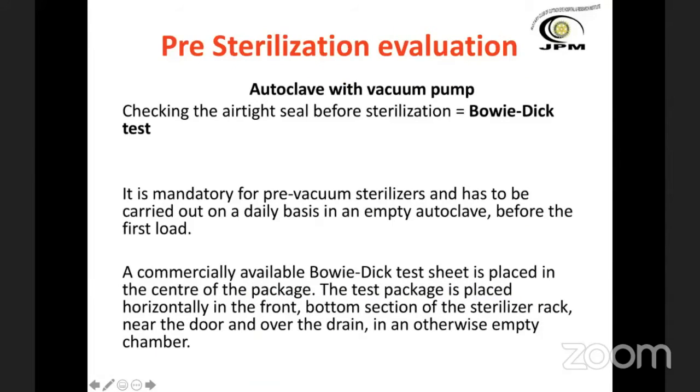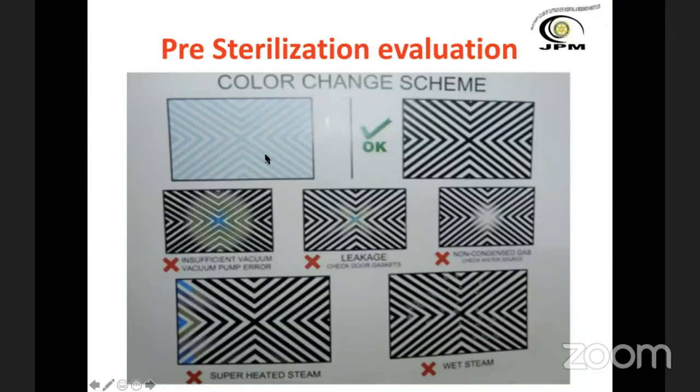For the pre-sterilization evaluation of the autoclave, the most commonly used is the Bowie-Dick test, and it is mandatory for pre-vacuum sterilization and has to be carried out on a daily basis. And these are the different ways which you can see. This is where they are uniformly colored, and the colors are not very dark like this or very light like this. So the rest are not good.